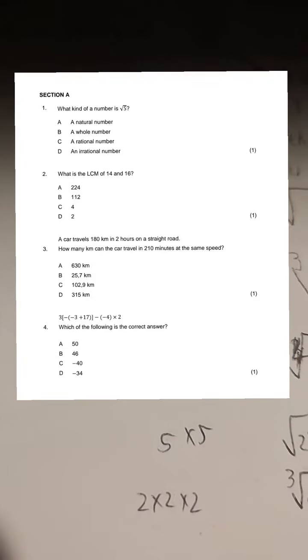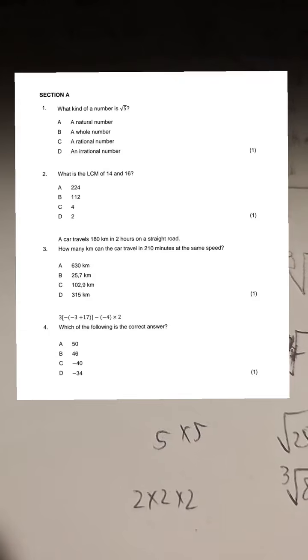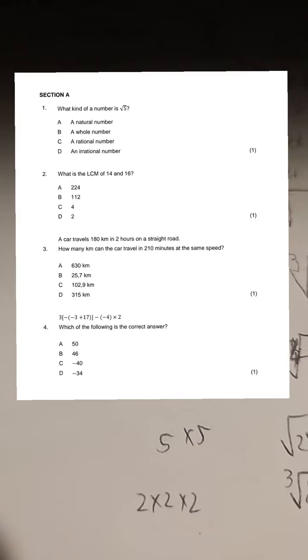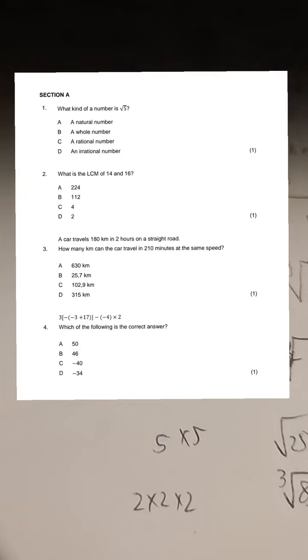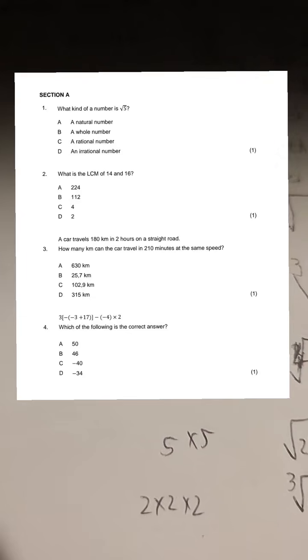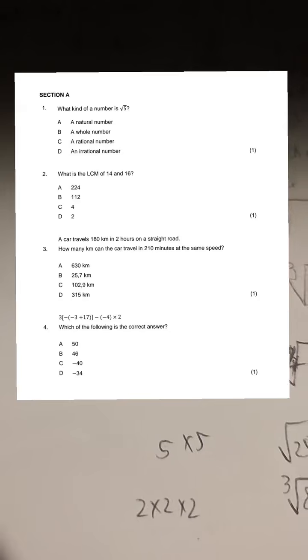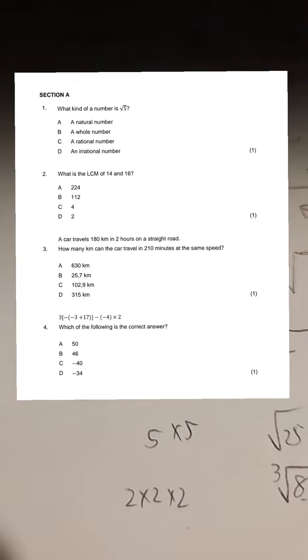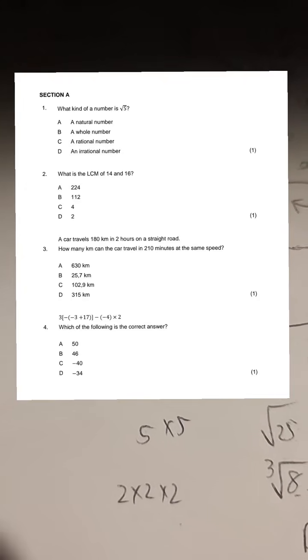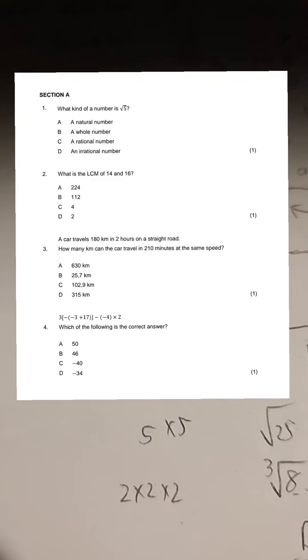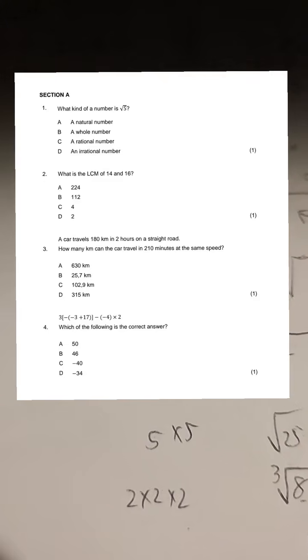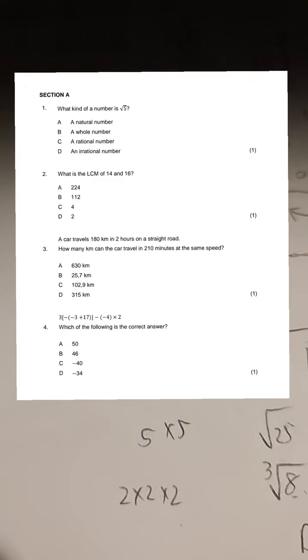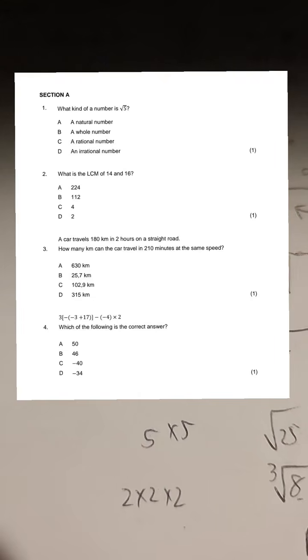Is it A, a natural number? Remember, natural numbers are numbers that start at 1, increase by 1 all the way to infinity, so it's not that. B, a whole number. Remember, whole numbers are numbers that start at 0, increase by 1 all the way to infinity. It's not that. C, a rational number. If you write square root of 5 as a fraction, it's square root of 5 over 1. Is square root of 5 in the numerator an integer? No ways. Even though 1 in the denominator is an integer, the numerator is not an integer.